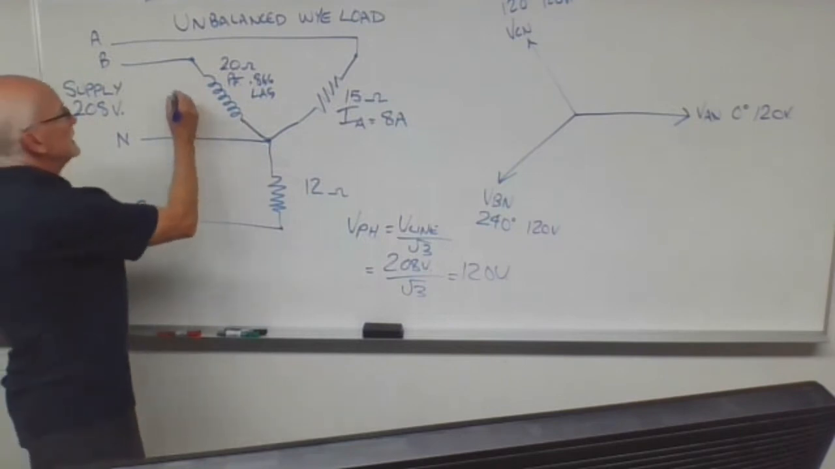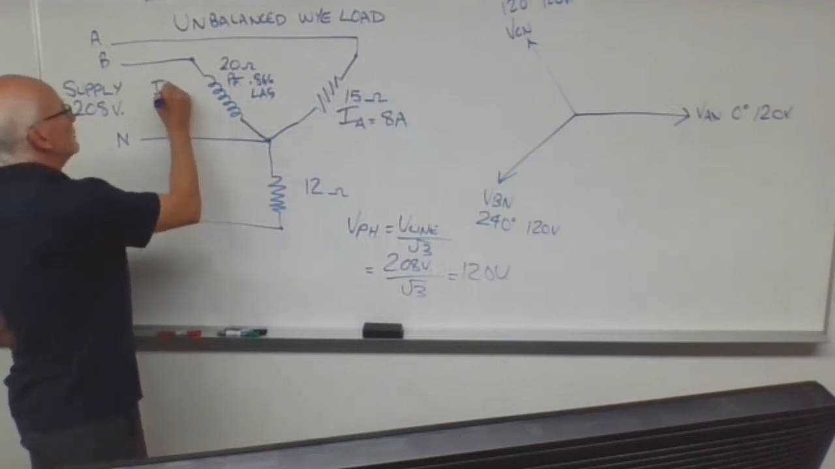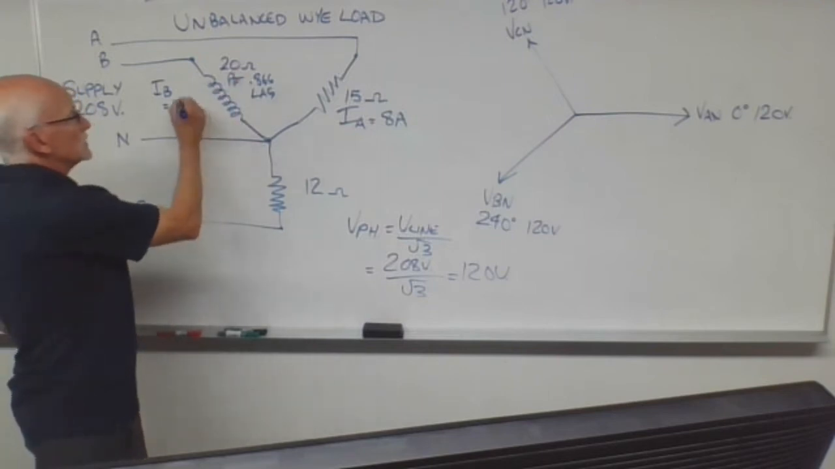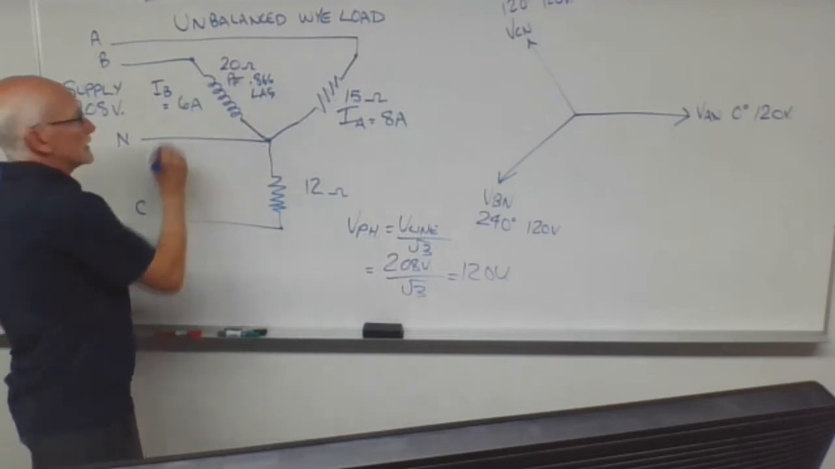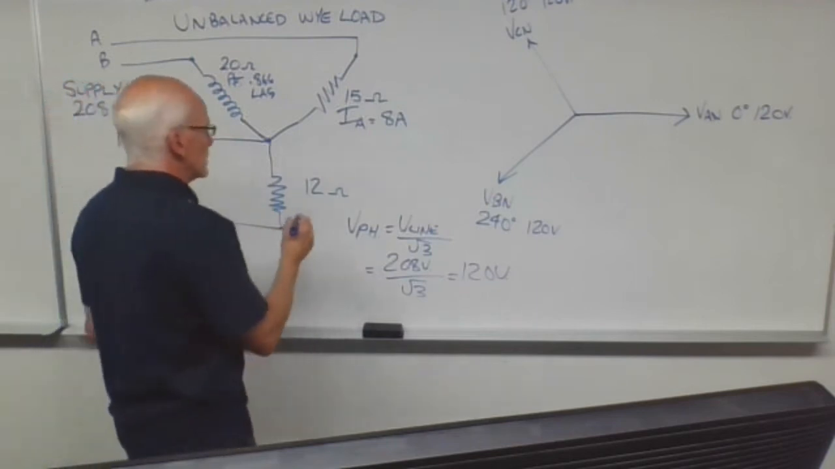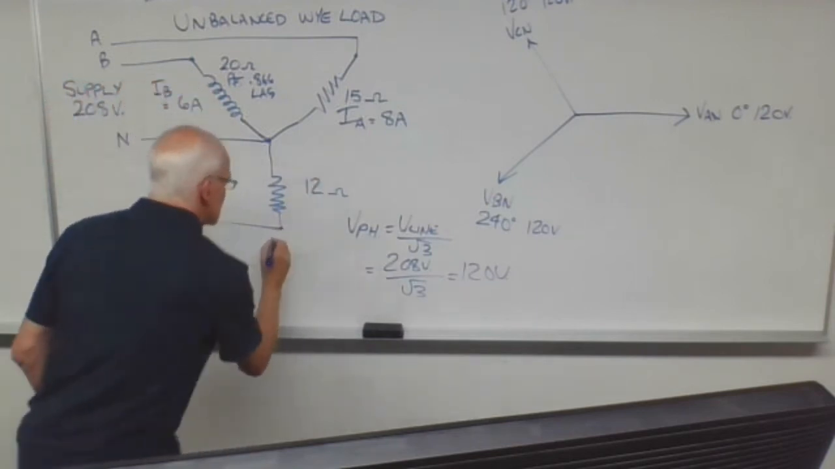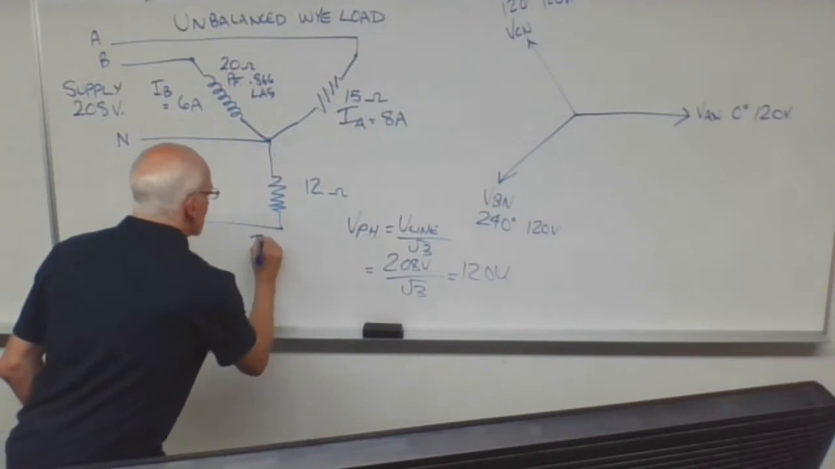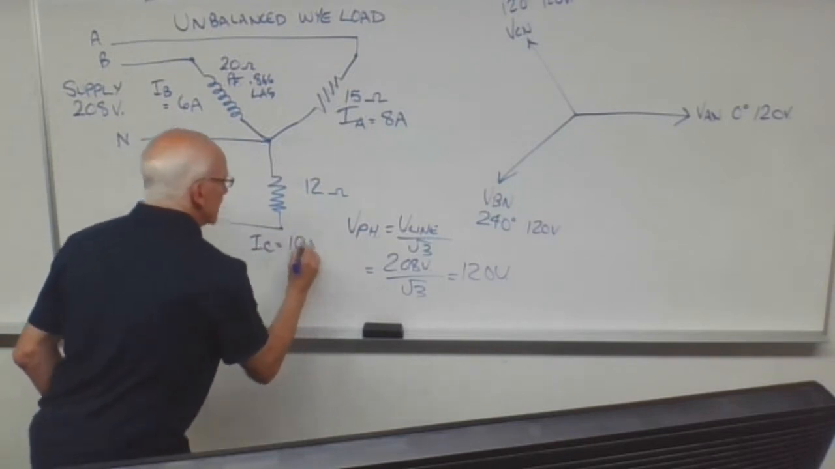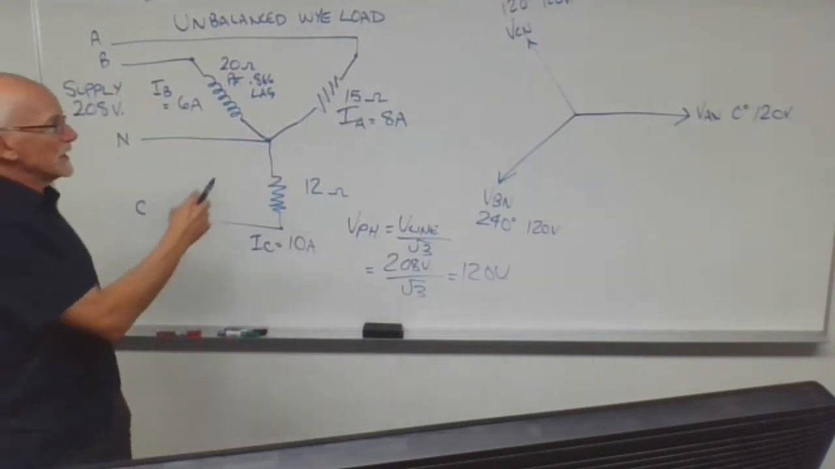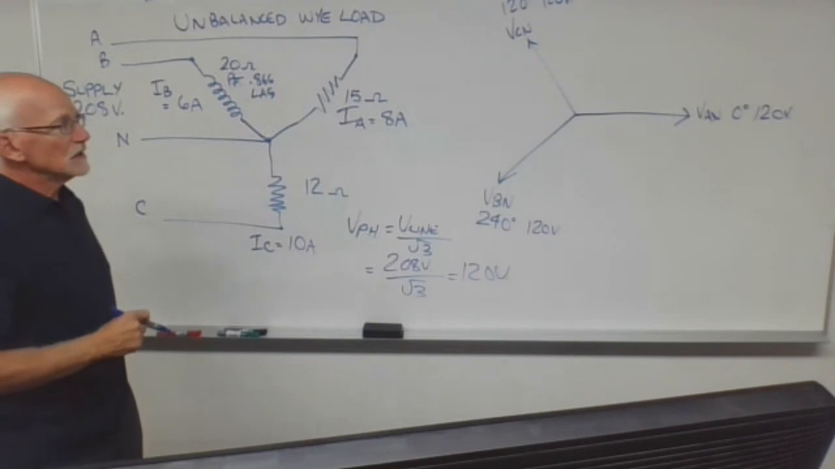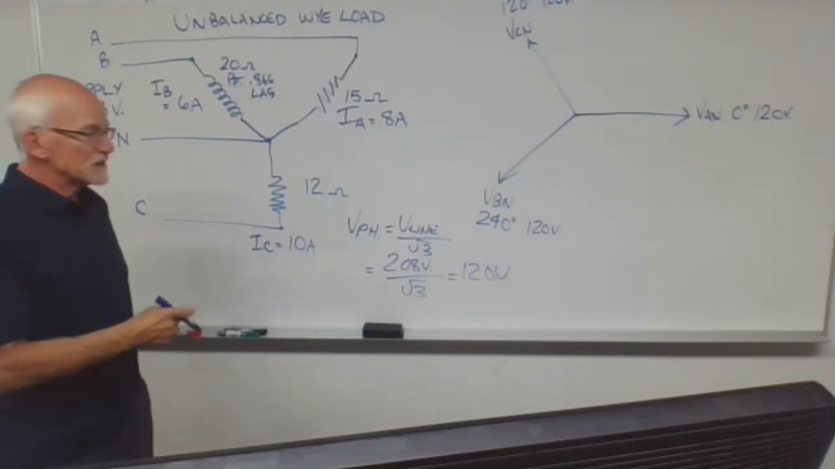The current in B, IB, is 120 volts divided by 20 ohms, which is 6 amps. The current in phase C, IC, is 120 volts divided by 12 ohms, which is 10 amps. So we have the three phase currents for this load. Now I want to put them on the phasor diagram.